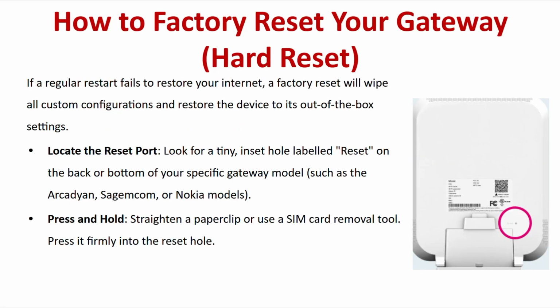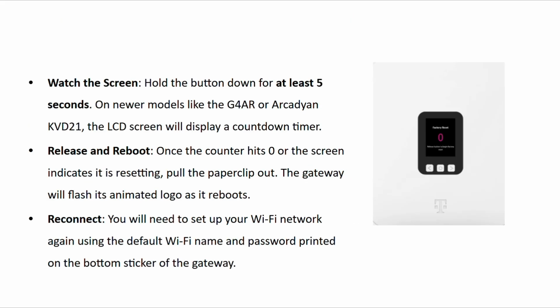How to factory reset your gateway, hard reset. Locate the reset port. Look for a tiny inset hole labeled reset on the back or bottom of your specific gateway model, such as the Arcadyan, Sagemcom, or Nokia models. Then straighten a paperclip or use a SIM card removal tool. Press it firmly into the reset hole. Now hold the button down for at least 5 seconds.